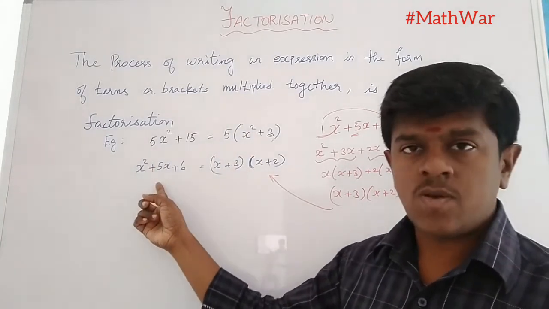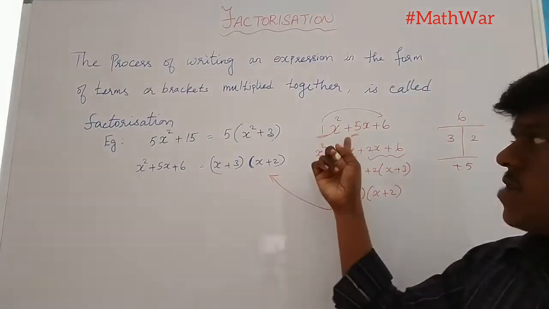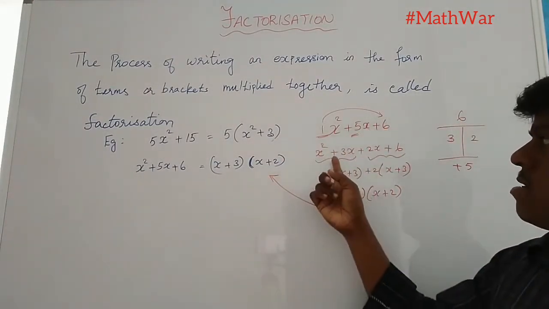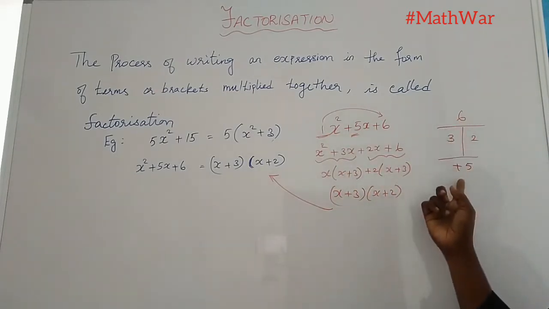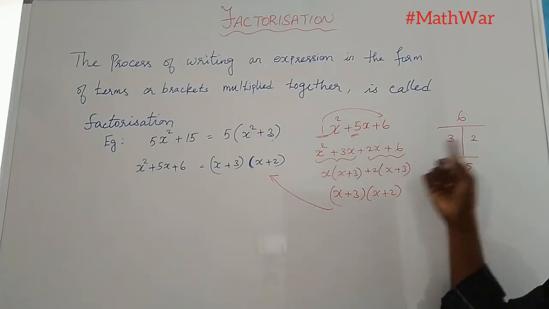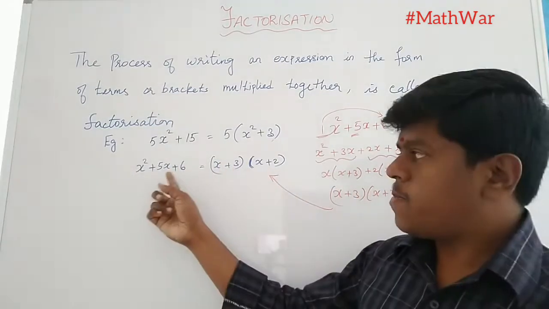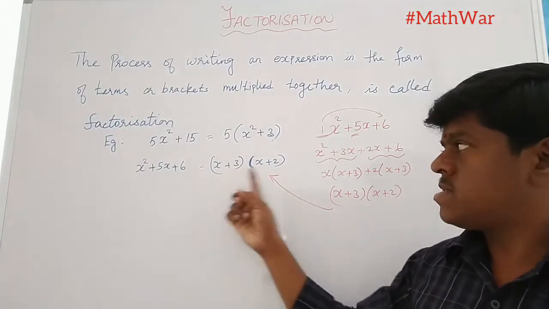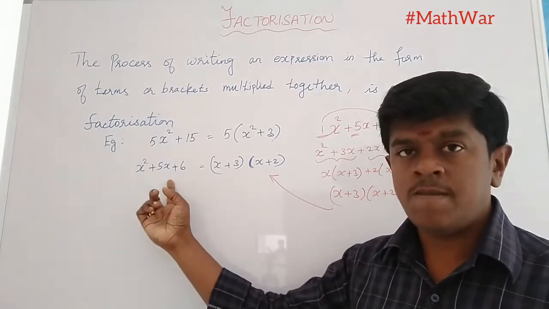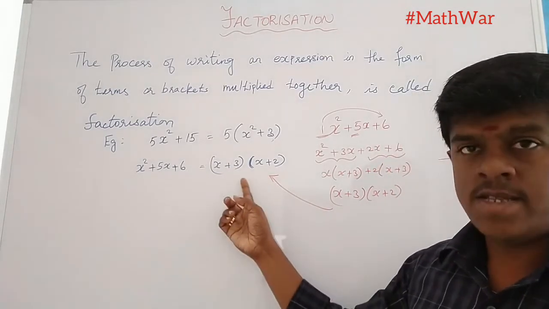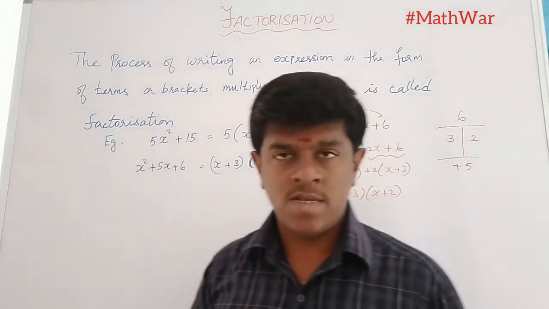And next example, x square plus 5x plus 6. Using the splitting the middle term method, we can factorize it. You can see x square plus 5x plus 6. In that, the x square coefficient is 1 into 6, it is 6, and plus 5 is the x coefficient. By using the splitting the middle term method, we got the answer as x plus 3 into x plus 2. So x square plus 5x plus 6, we can write it as x plus 3 into x plus 2. This process of writing this expression as terms or brackets multiplied together is said to be factorization.